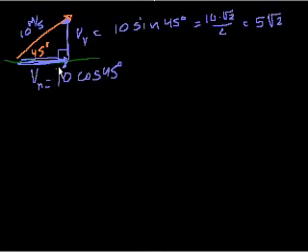And once again, to figure out this and this, we just use SOHCAHTOA. We just said that the vertical velocity over the hypotenuse is equal to the sine of 45 degrees, and then we just rearranged it to get this. And we said that the horizontal velocity over the hypotenuse is equal to the cosine of 45 degrees. And then we solved it to get this. We solved for the horizontal velocity. And then this also equals 5 square roots of 2.